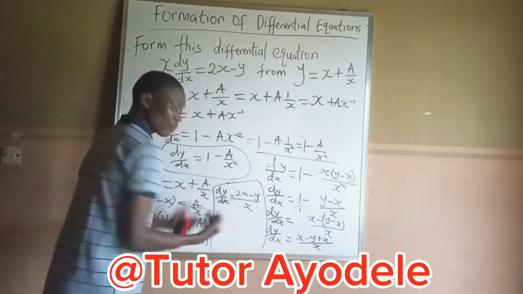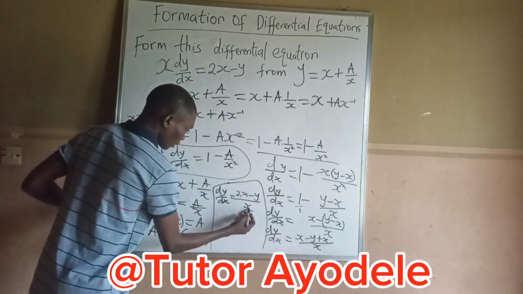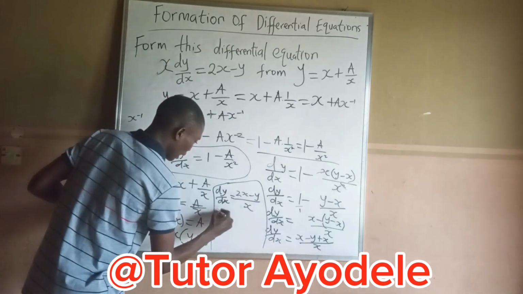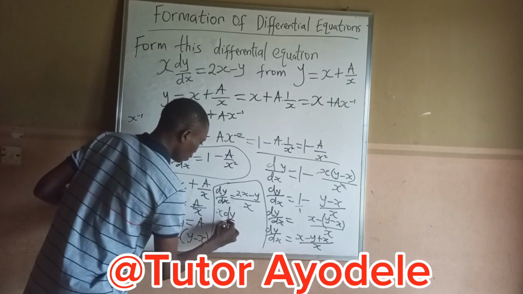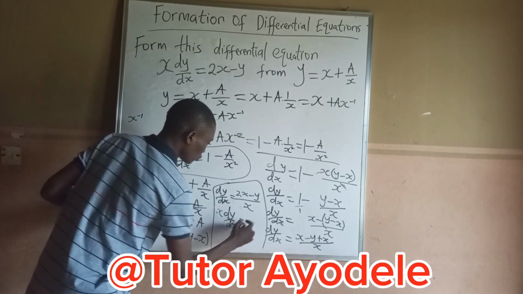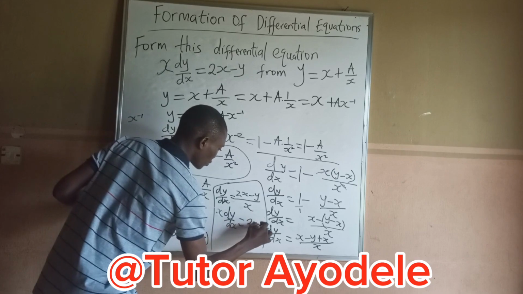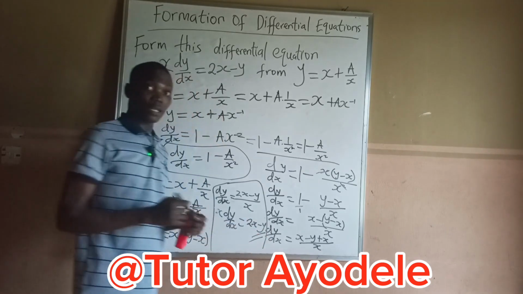If I multiply both sides by x, I will have x divided over the x equals 2x minus y. So this is our final answer.